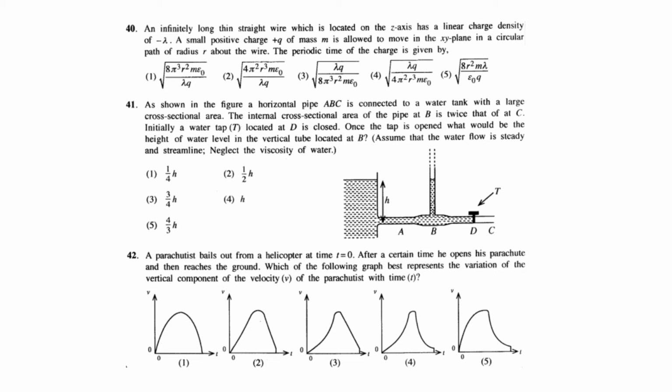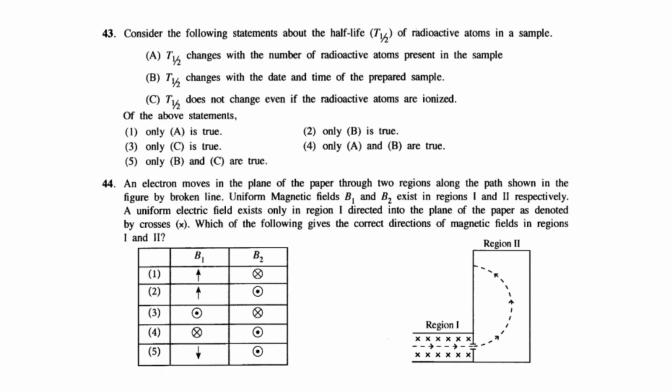Question number 43. They have given 3 statements about the half-life, T-half, of radioactive atoms in a sample. A. T-half changes with the number of radioactive atoms present in the sample. The half-life, T-half, is the time taken by the number of atoms to become half of it. So there is no connection between the half-life and the number of radioactive atoms in the sample. A is wrong.